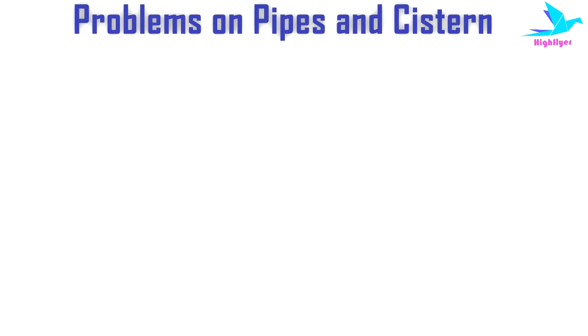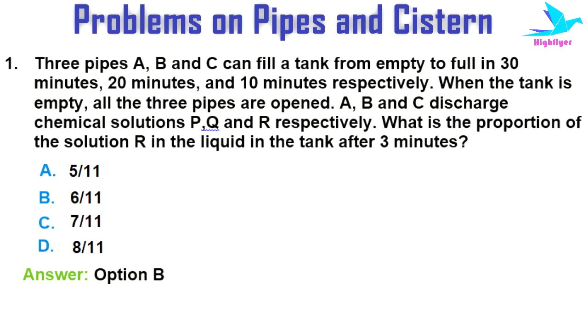Now let's look at some questions. 3 pipes A, B and C can fill a tank from empty to full in 30 minutes, 20 minutes and 10 minutes respectively. When the tank is empty, all the 3 pipes are opened. A, B and C discharge chemical solutions P, Q and R respectively. What is the proportion of the solution R in the liquid in the tank after 3 minutes? The options are 5 by 11, 6 by 11, 7 by 11 or 8 by 11. The right option is option B, 6 by 11.